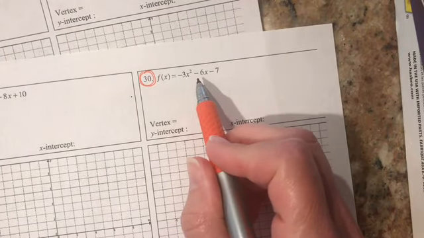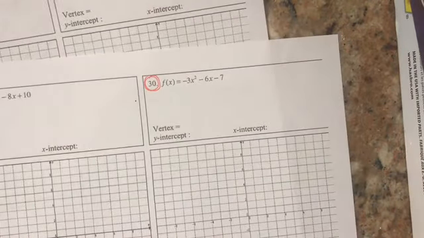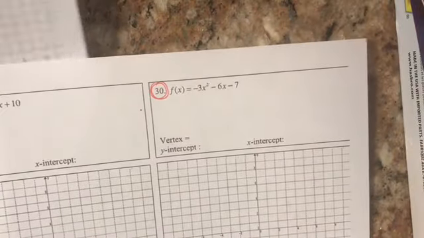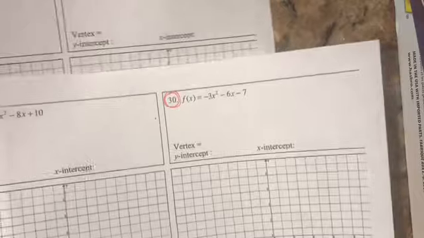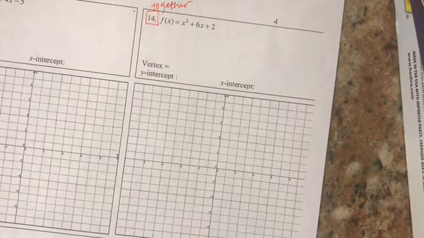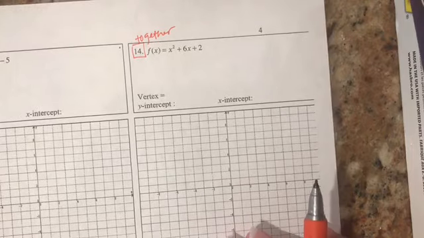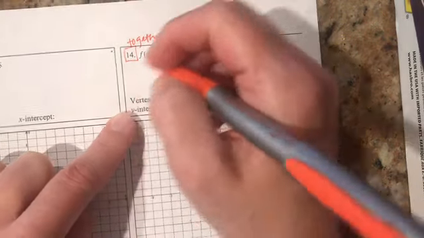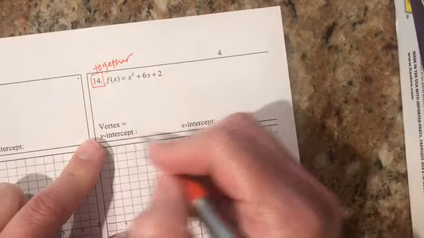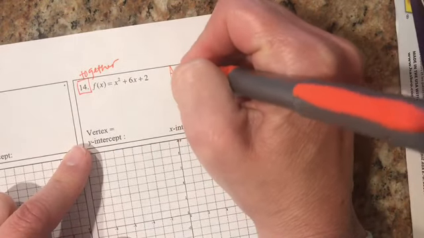-3x squared minus 6x minus 7. So you have 4 questions to graph for homework, but I'm going to do 1 or 2 with us together so you know what's needed in order for you to get credit on this assignment. The first thing I want us to do, like what we've been doing, is find the axis of symmetry. I know it doesn't say that right here, but that's going to be our first step.